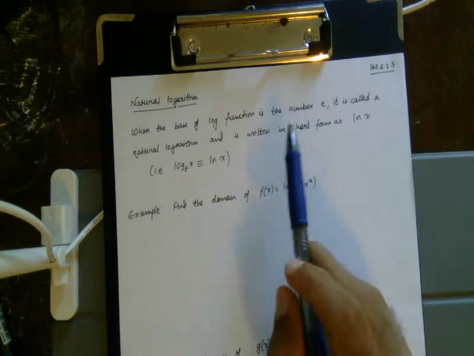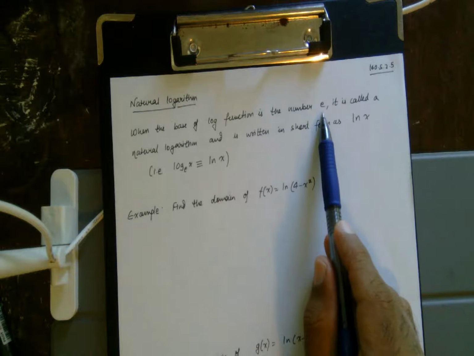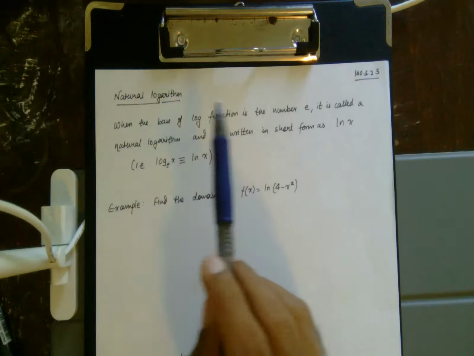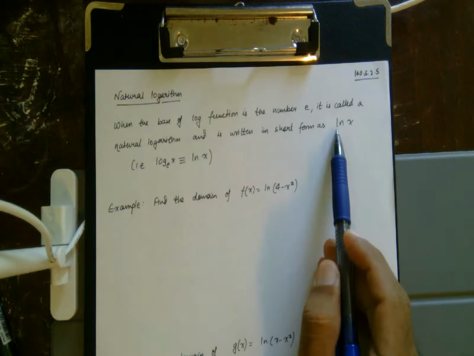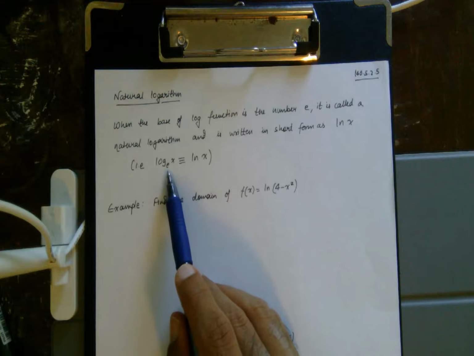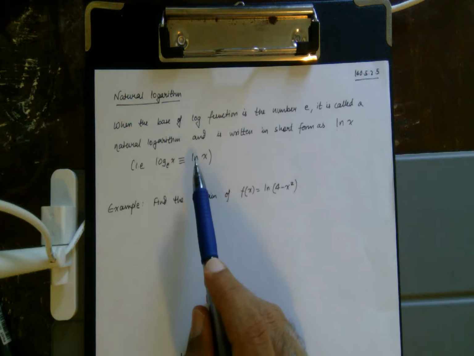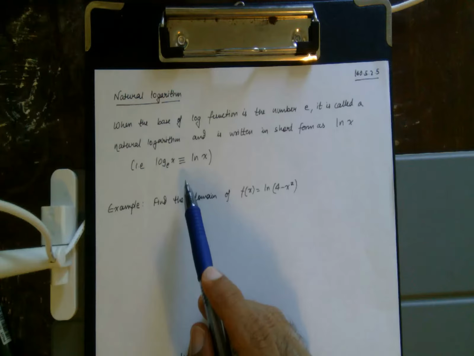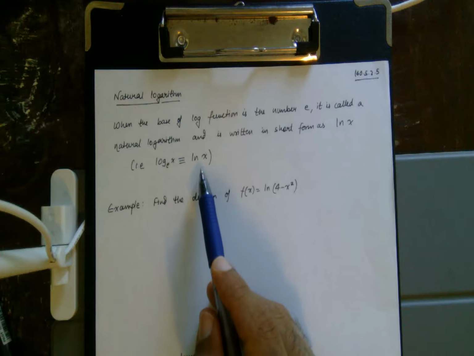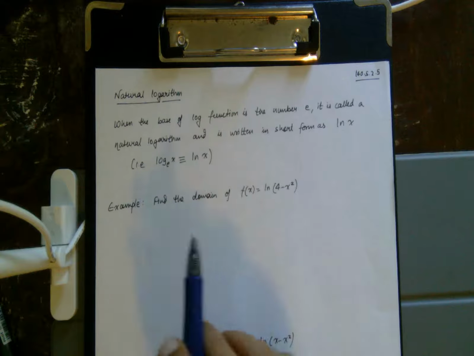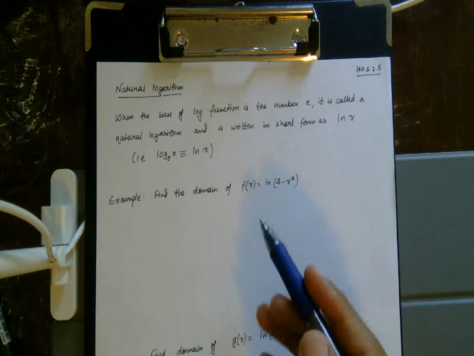Just as with common logarithms, we have one special case when e is the base, and then it's called natural logarithm. And again, in short form, we write ln, natural log. So log base e is shorthanded to ln x. So if you see log without a base, the base is 10. If you see ln, that means the base is e. And in all other cases, you should have a base that is given. Example, find the domain of this function.